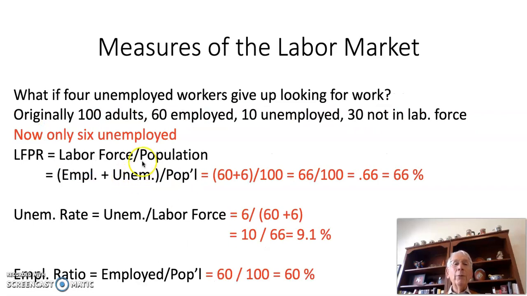Okay, what we found out is only 6 people were unemployed. 4 of the unemployed people stopped looking. So they were no longer in the labor force, they were out of the labor force. Our labor force participation rate fell. But notice something. The unemployment rate, which had been 14%, is now only 9%. Still 60% of the population is working.